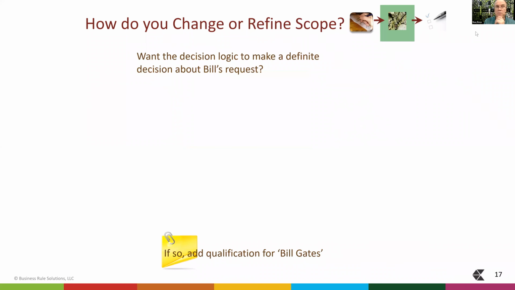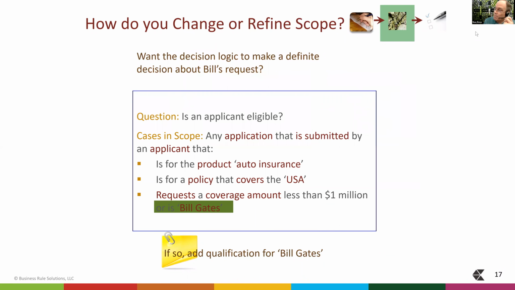So again, what we could do is modify the question, or we could expand the cases in scope. So I've done that specifically here. Any application is submitted by an applicant that is for the product auto insurance.